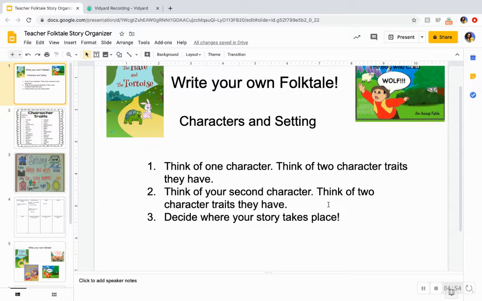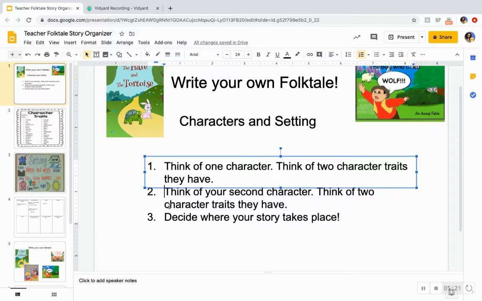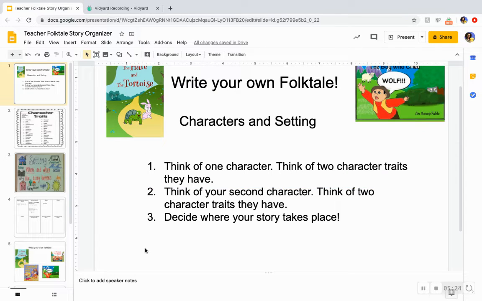You might want to make your two characters different. So you don't want to have two grumpy bears, and maybe you do, and you're going to have them both learn a lesson. But I noticed that in The Hare and the Tortoise, the tortoise was kind and he worked really hard, and the hare was kind of mean and a little lazy and he took a nap in the race. So there were two very different characters, and that was a great way to tell this story. So you can decide, it's up to you. But now it's time to think of your second character and two character traits they have.